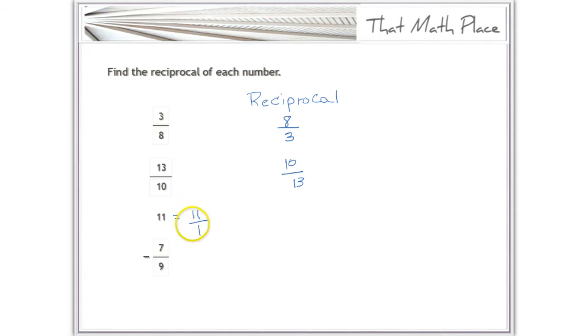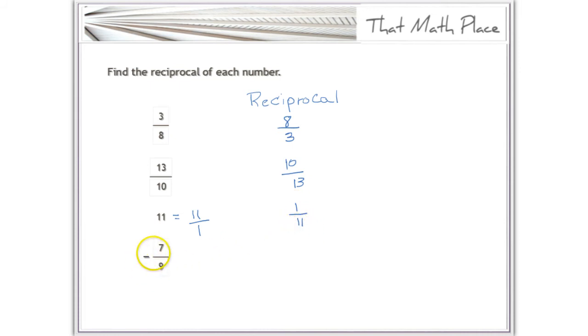Now that we have a fraction, we can take the reciprocal. In this particular case, the reciprocal of 11, when we write it as a fraction, is going to be 11 over 1. So now we take the denominator and make it the numerator, and take the numerator and make it the denominator. So the reciprocal of 11 is actually 1 over 11.